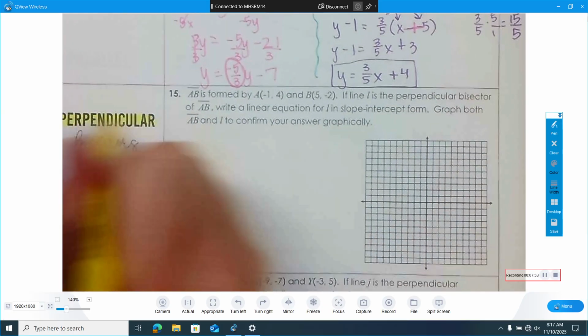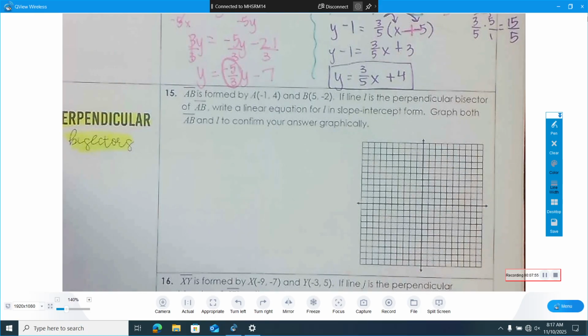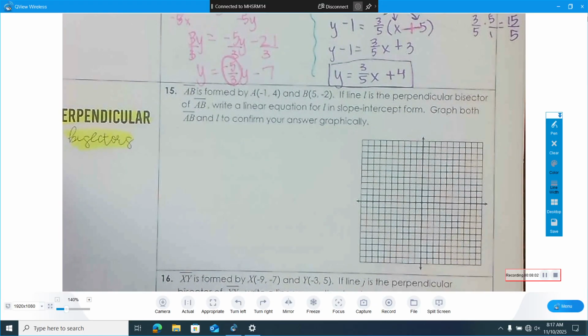Perpendicular bisectors. What does bisect mean? Cut through the middle. Yeah, cut in exactly 2 sections. Bisect. 2 equal sections.